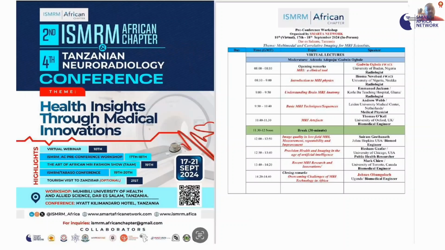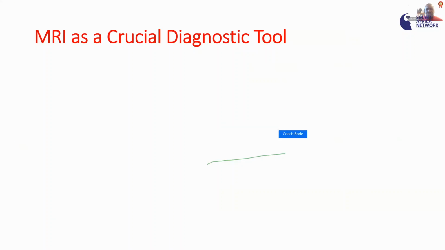Today's meeting is a webinar that will take us through several aspects of MRI. We will talk about the introduction to MRI physics. We'll talk about understanding brain MRI anatomy. We'll look at the various sequences, artifacts, and several safety issues in MRI, and also look at how to improve ourselves in MRI research and innovations. I can tell you that from the timetable, we have a very exciting and robust array of speakers, and I'm sure that you will learn very much.